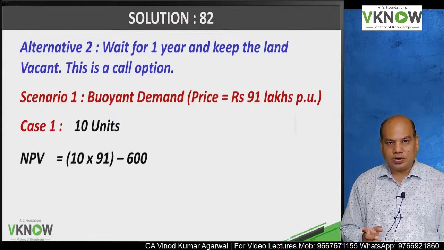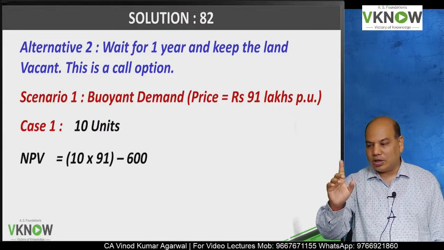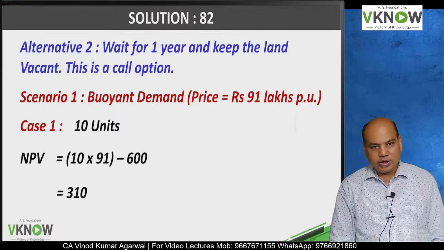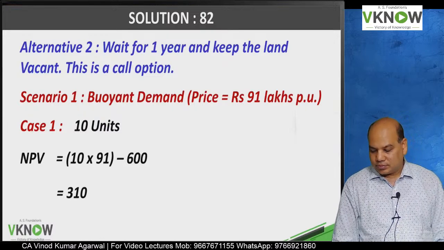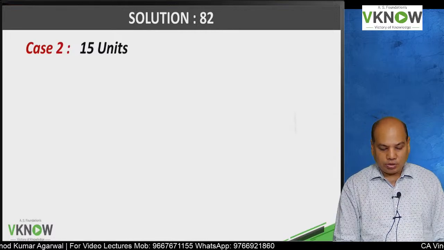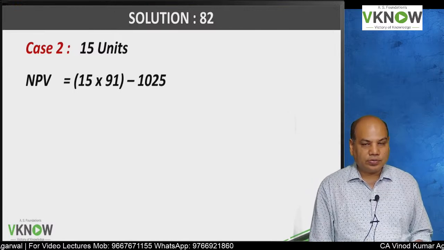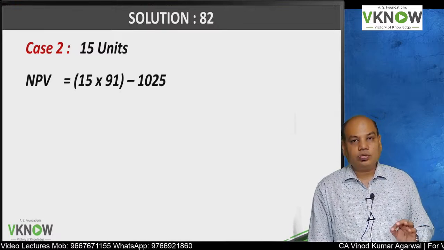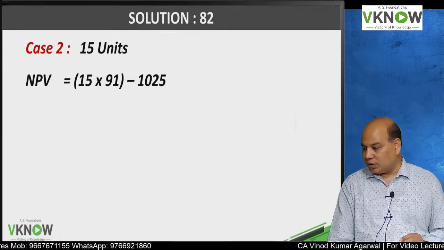If I construct 10 units, my NPV after 1 year, I need to discount it, don't forget, will be 10 into 91 minus 600, 310. And you can have another case too, 15 units. You can construct and sell 15 units also. Then NPV after 1 year will be 15 units into 91 minus 1025.